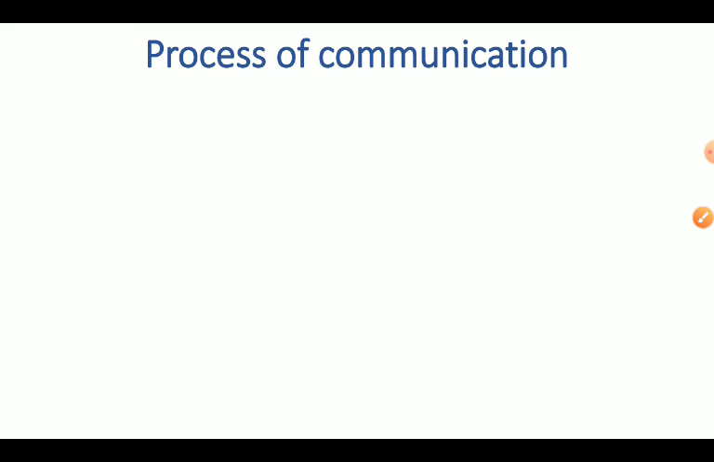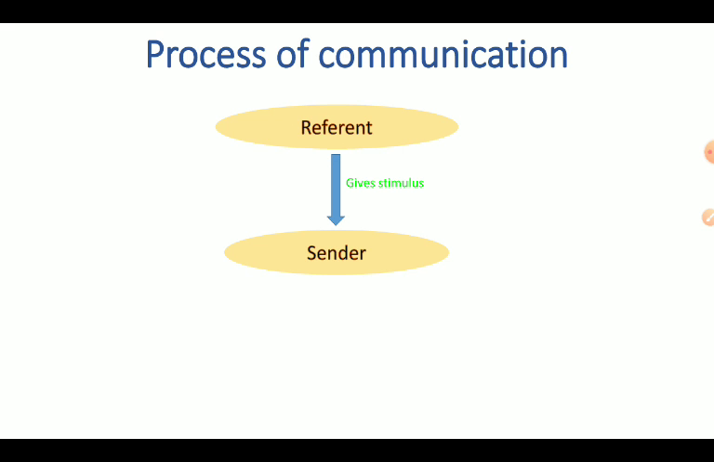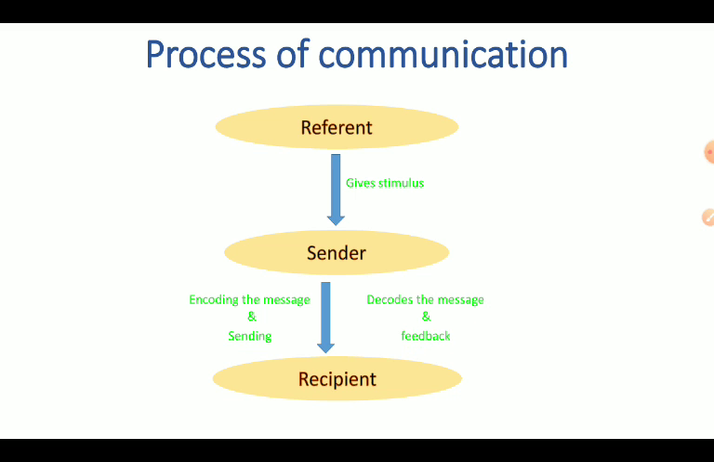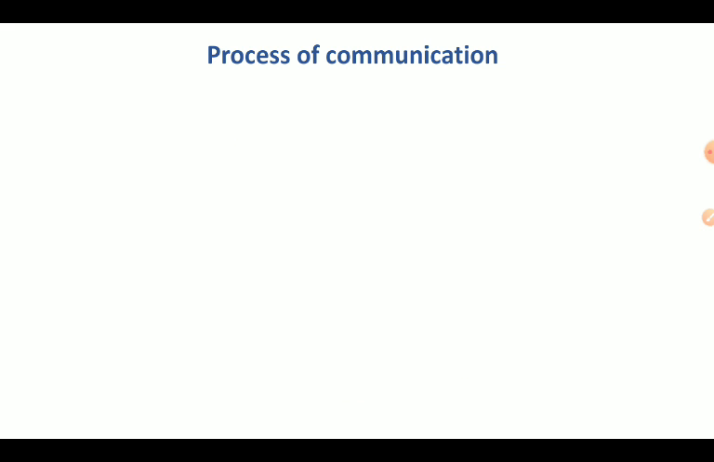Next we will see the elements in the flow chart. Referent gives stimulus to the sender. The sender starts the communication, encodes the message and sends it to the recipient, and the recipient decodes the message and gives feedback to the sender. So this is the process of communication in short in the flow chart for better understanding. This is the image that is in the book; you can also understand it from the book.